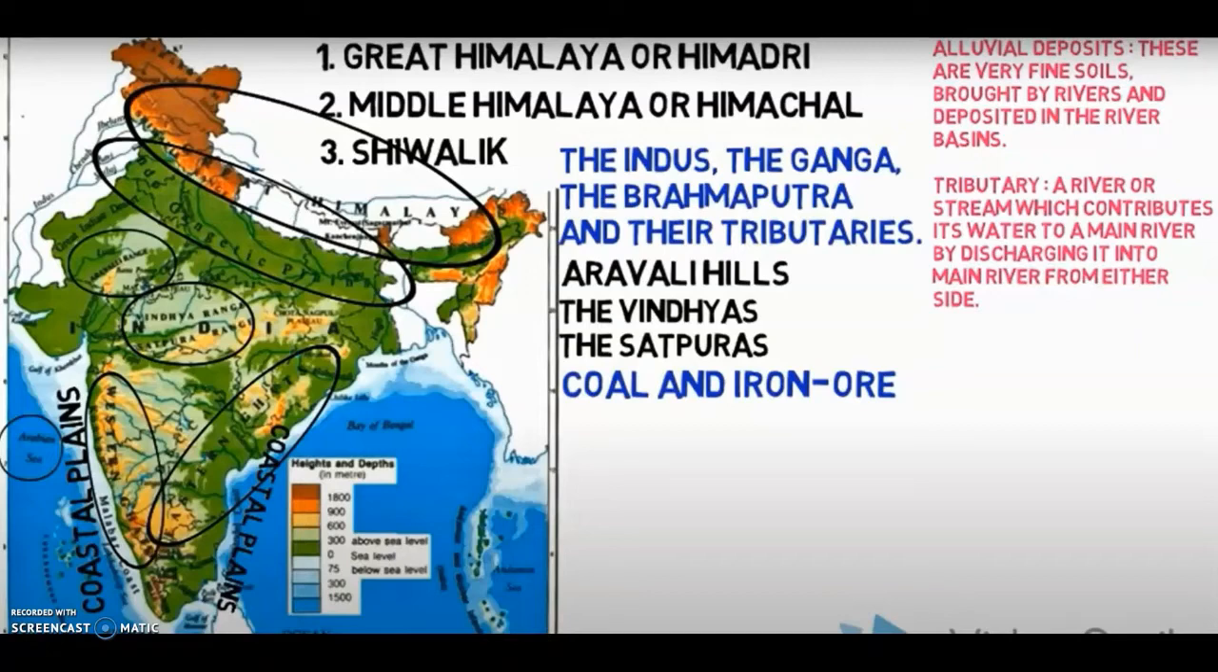The Western Ghats or Sahyadris border the plateau in the west and the Eastern Ghats provide the eastern boundary. While the Western Ghats are almost continuous, the Eastern Ghats are broken and uneven. The plateau is rich in minerals like coal and iron ore.